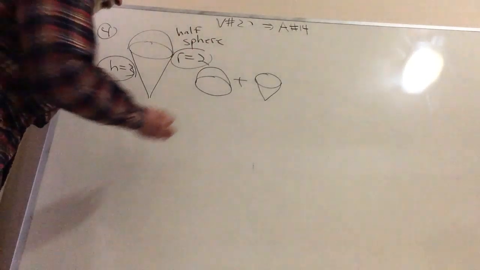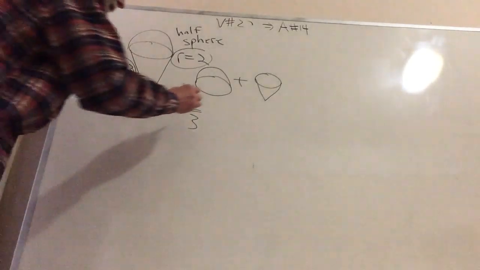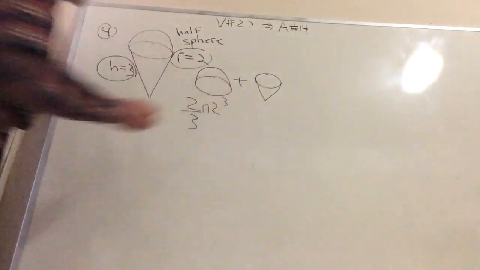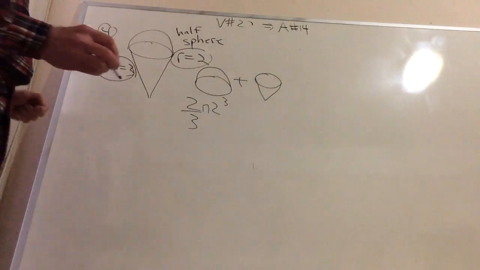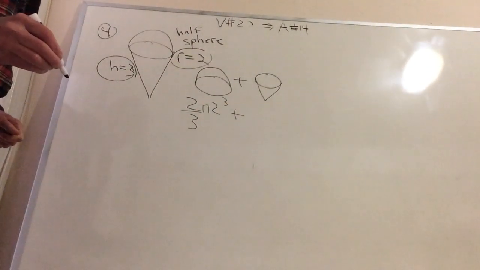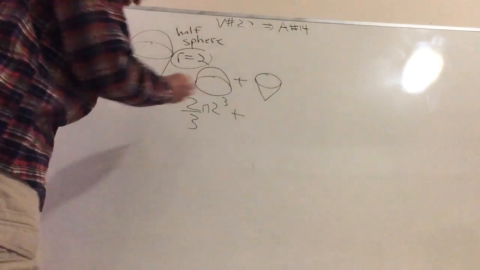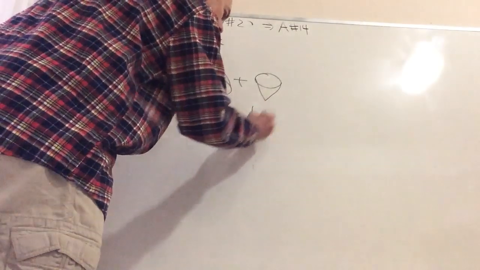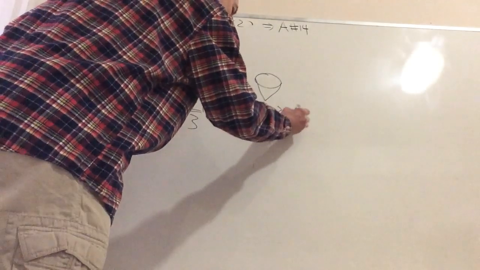The half sphere is 2 pi, 2 cubed. Notice I'm trying to keep the numbers easy. We don't want to turn this into exercises we're not interested in doing. Plus, there we go. Oh, it's 2 cubed. We have that there. I'm sorry. Plus 1/3 pi 2 squared times 3.